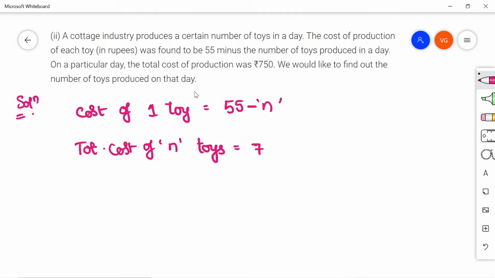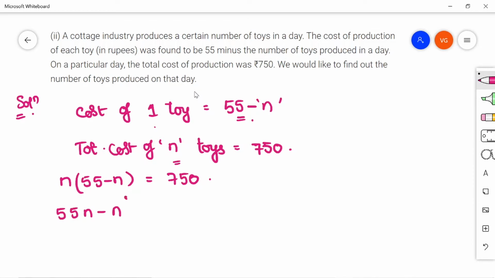Total n number of toys is 750. Cost of one toy is 55 minus n. Then cost of n toys will be n into 55 minus n, right? So that is equal to 750. So try to simplify the equation. 55n minus n square is equal to 750. Now this equation will be n square minus 55n. This also, if you bring it that side, actually this will become minus 750 is equal to 0.